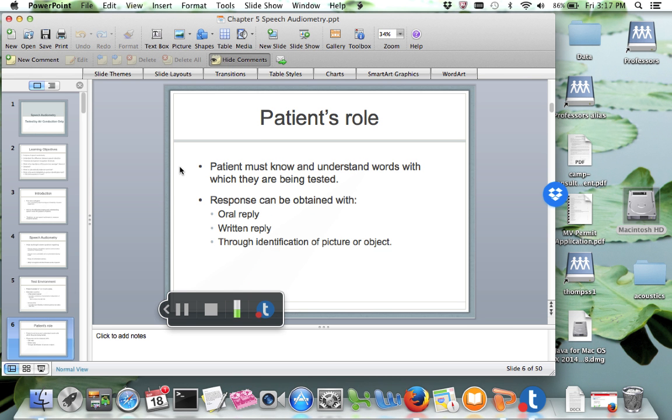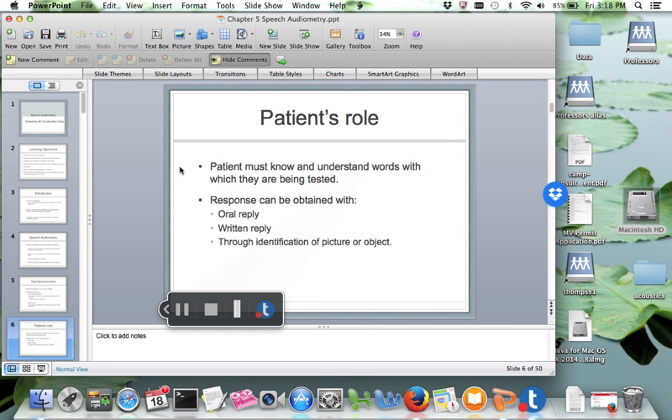The patient has to know their role in the testing, just like they had to know their role with the pure tone testing. And the patients must understand the words that they're being tested on. Speech testing is not a test of vocabulary. I absolutely do not care if my patient understands the words that I'm speaking. It's not a test of vocabulary. I am just testing their ability to hear and process my speech.